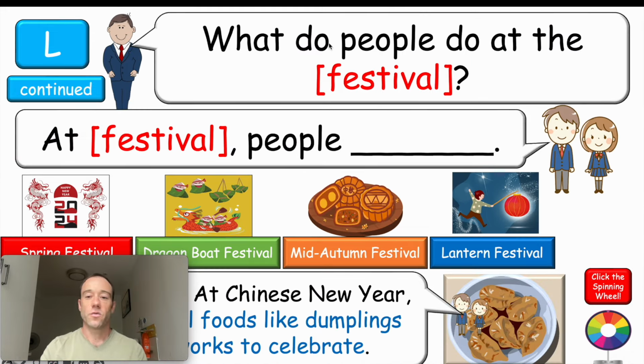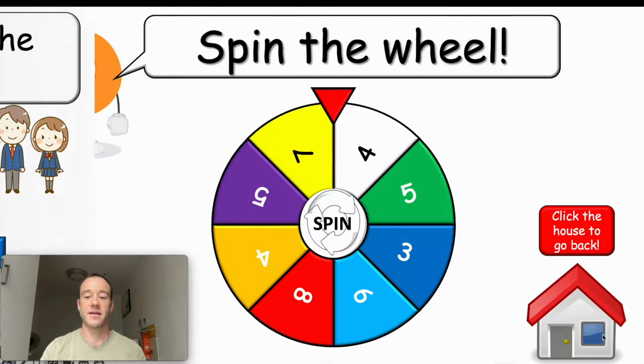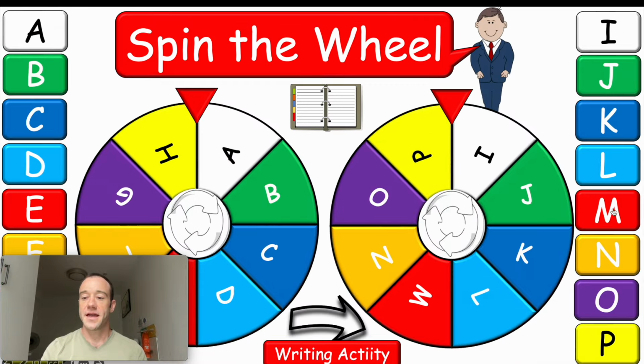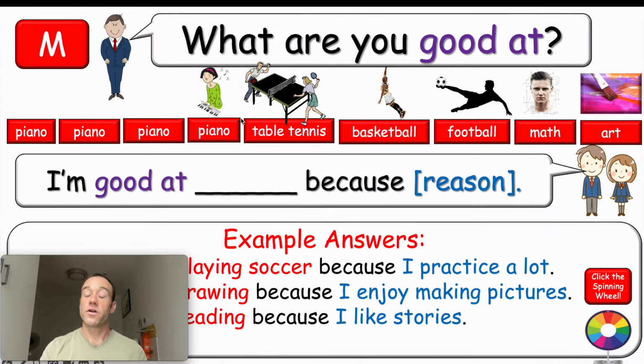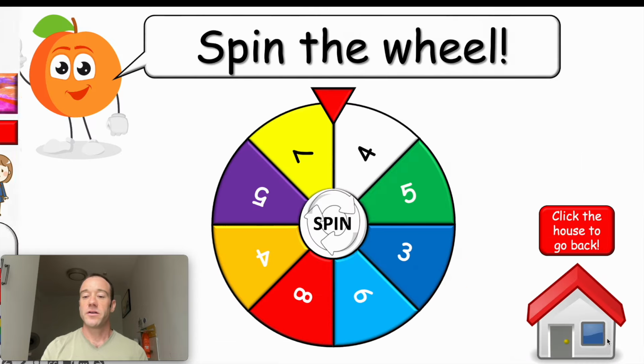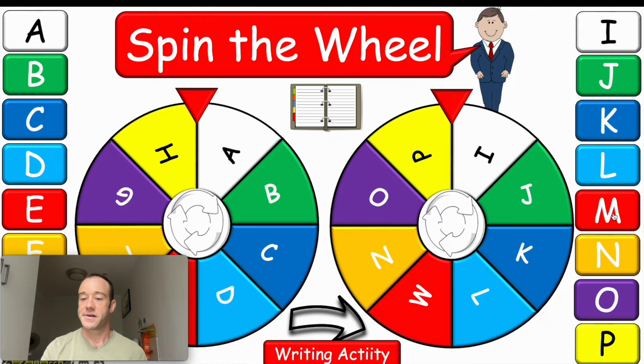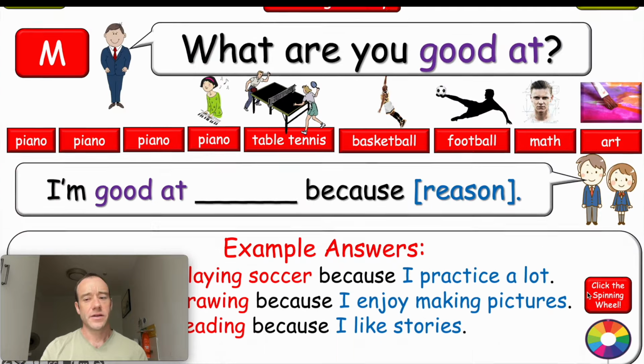Okay. So what do people do at different festivals? Okay. And there's an answer here. Okay. And then let's go to the next one, which is M. What are you good at? Okay. And we have example answers here as well. And spinning wheel. And we did that one already.